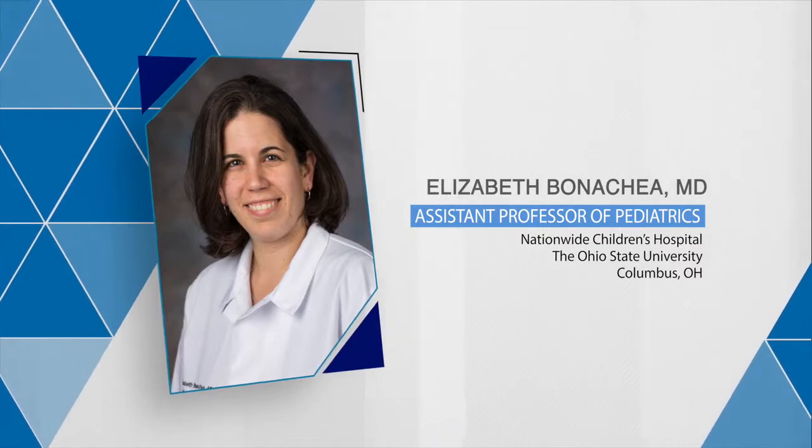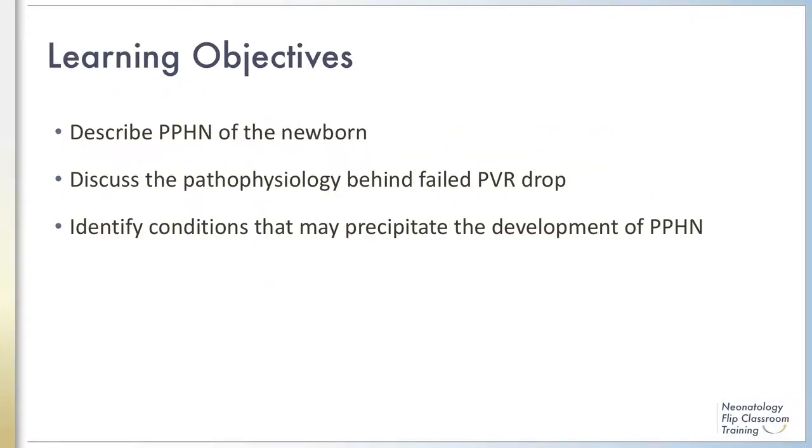This module will provide an overview of the pathophysiology of persistent pulmonary hypertension of the newborn. By completion of this module, the learner will be able to describe persistent pulmonary hypertension of the newborn, discuss the pathophysiology that results in a failure of PVR to fall, and identify conditions that may precipitate the development of persistent pulmonary hypertension of the newborn.